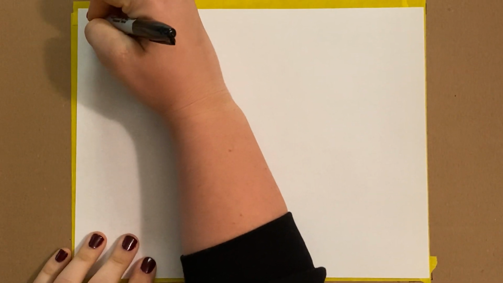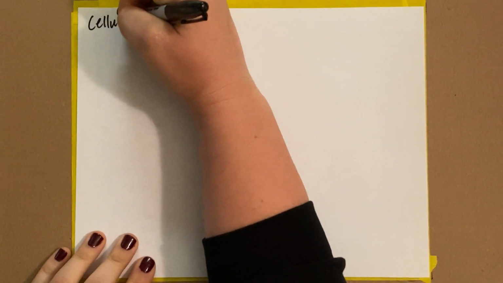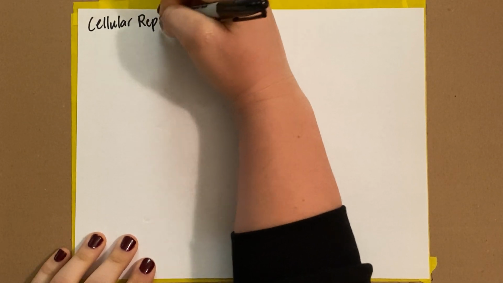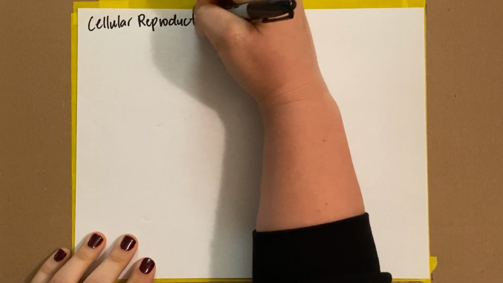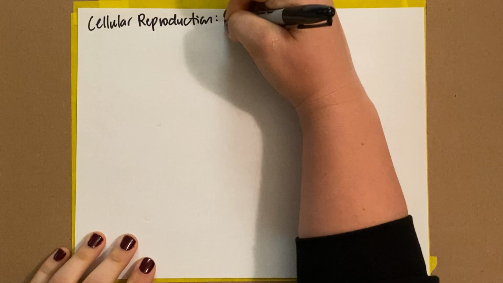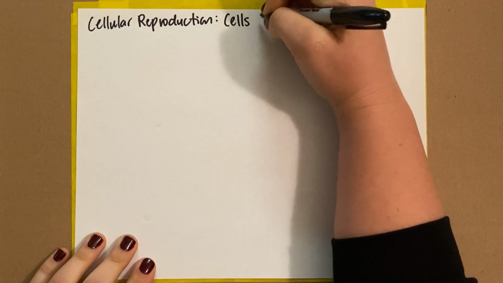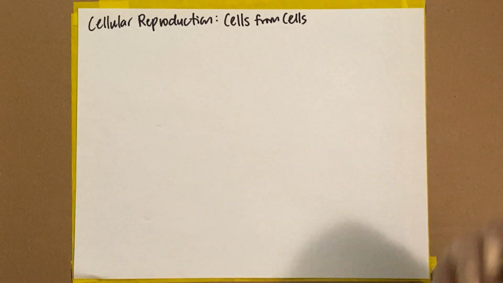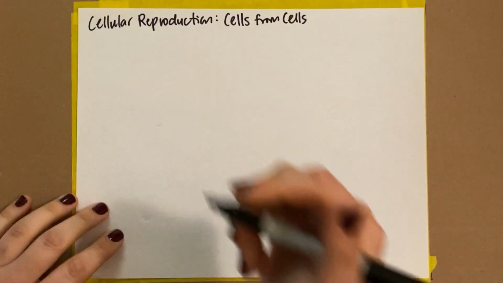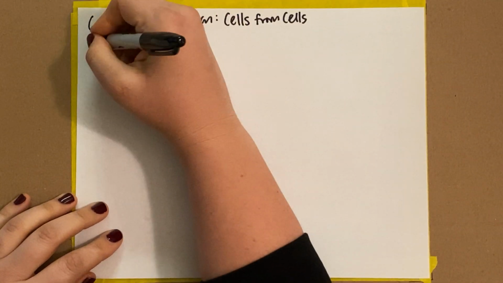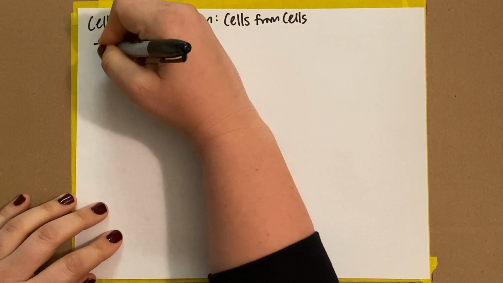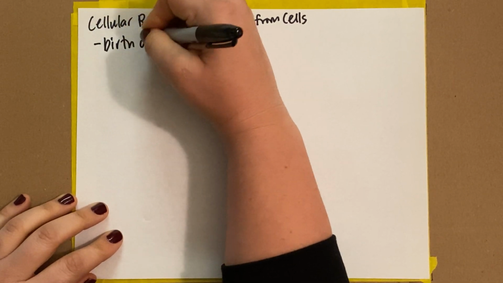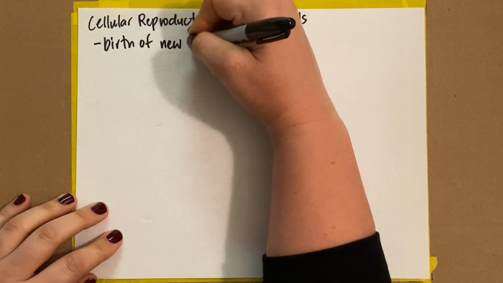All right, so we're now going to talk about cellular reproduction. And this is kind of how you have cells from cells. So we're going to talk about how you can create new cells from existing cells. Cellular reproduction is going to have to do with the birth of new organisms.